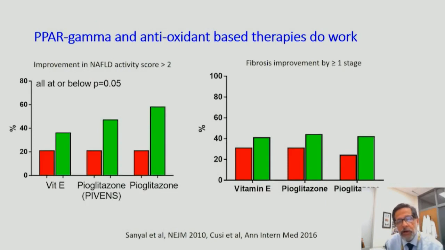So here are data with some of the existing drugs, PPAR gamma agonists and vitamin E. These are the old drugs. There are two different studies with pioglitazone, the PIVENS trial and a single center trial from Ken Cusi, that are shown. But all of these show that these drugs do improve disease activity. And they also have a small effect on fibrosis, although this was not statistically significant. The studies were not powered for this given the effect size. So there is an effect, but I think we need more definitive studies to confirm that.